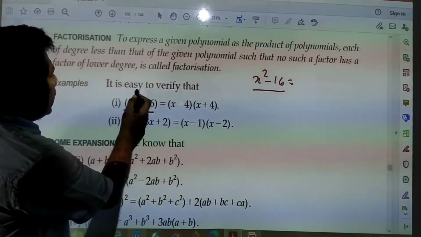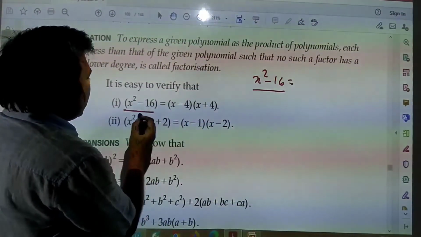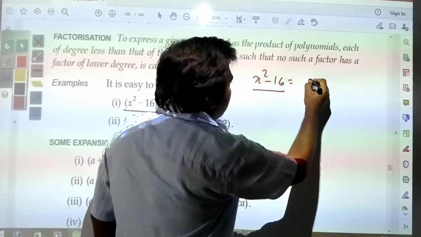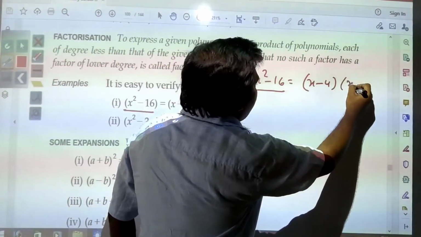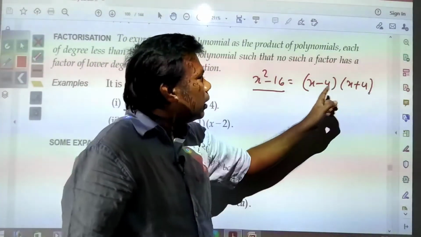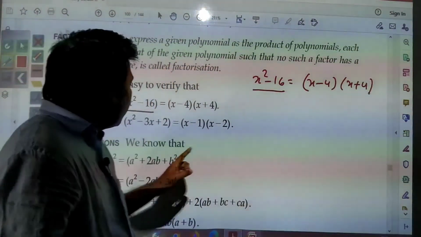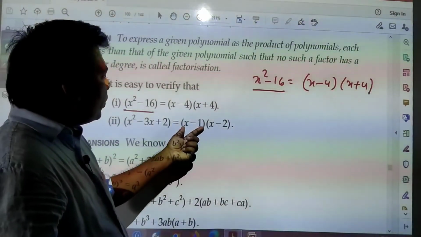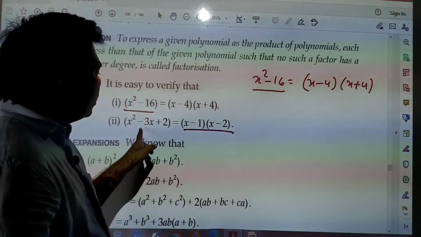Here you see, it is easy to verify that x square minus 16 is equal to (x minus 4) into (x plus 4). Here you can see x square minus 16 has been expressed in the form of x minus 4 into x plus 4, and the degree of these polynomials is lower than x square minus 16. Here you have x square minus 3x plus 2, which has been expressed in the form of x minus 1 and x minus 2. If you multiply, you will get the same.